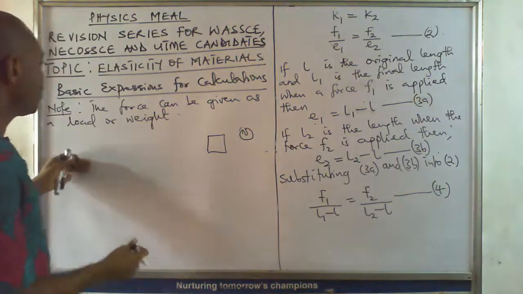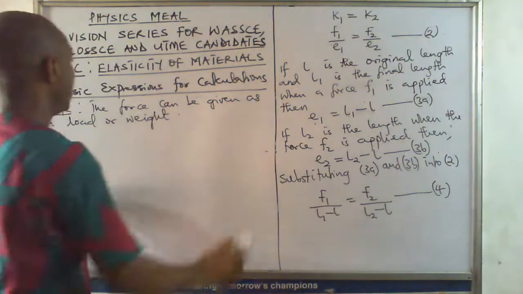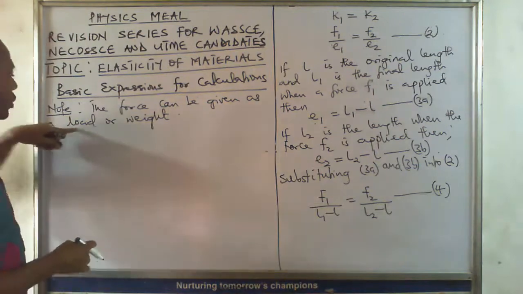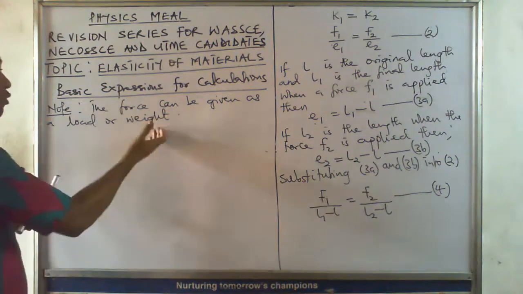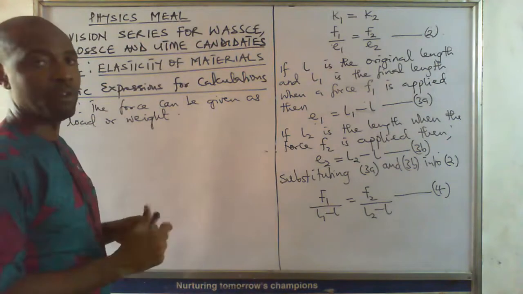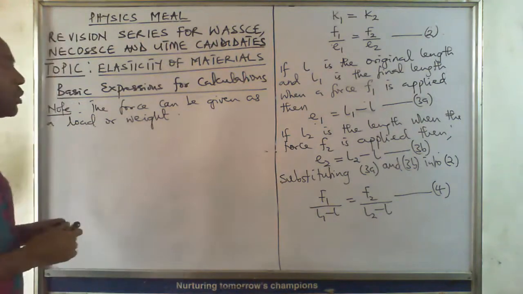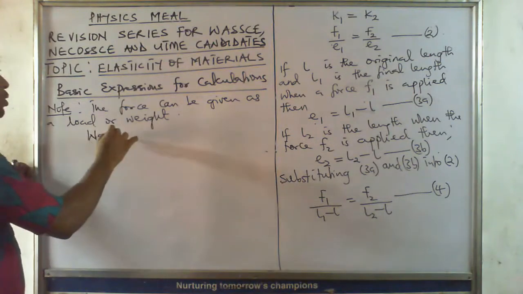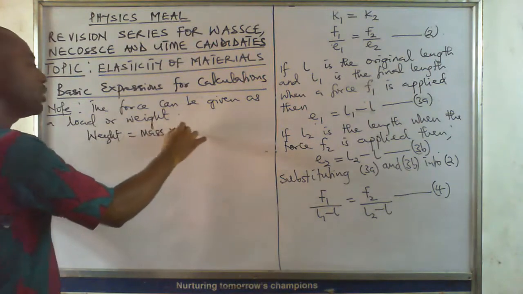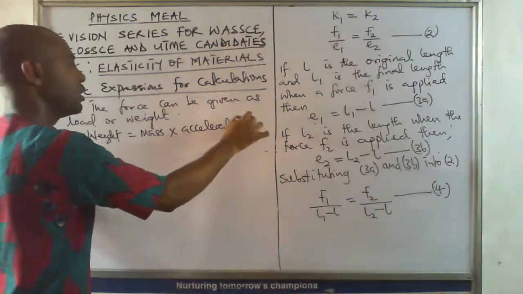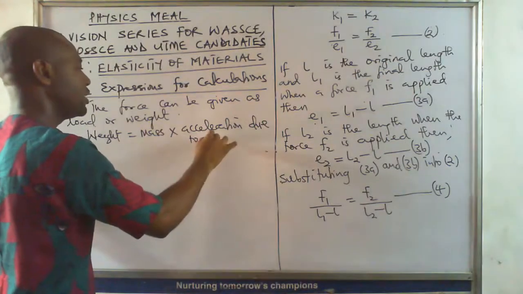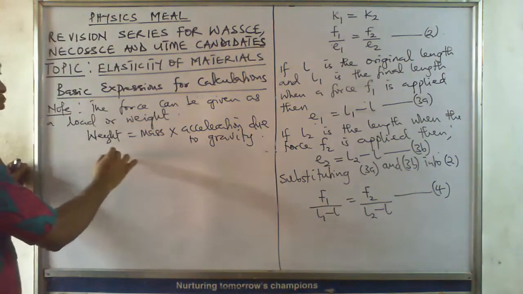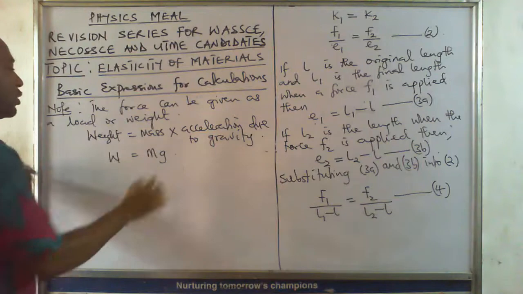So we can actually, in place of force, use weight. Use weight and load. Now this load can be in form of weight directly, or it may be in form of mass, which you need to convert to weight. Now remember that weight of a body is mass times acceleration due to gravity. And weight is a form of force. So if weight is W, you can write this as mg.